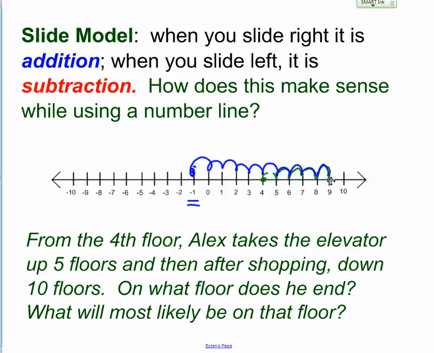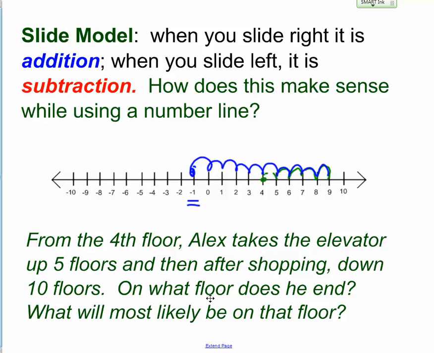He does his shopping, and then after he finishes his shopping, he goes down 10 floors. So if I slide 10 to the left, we just represented him with jumps. 1, 2, 3, 4, 5, 6, 7, 8, 9. Notice that going down 9 takes me to 0. But he goes down 10 floors, so he ends up at the floor of -1.